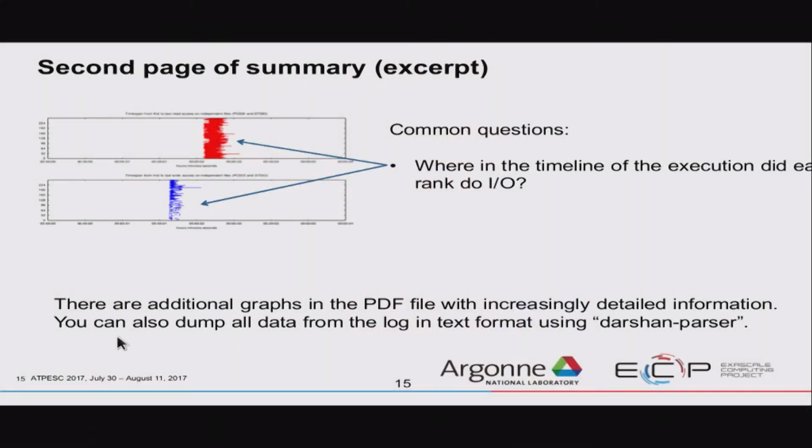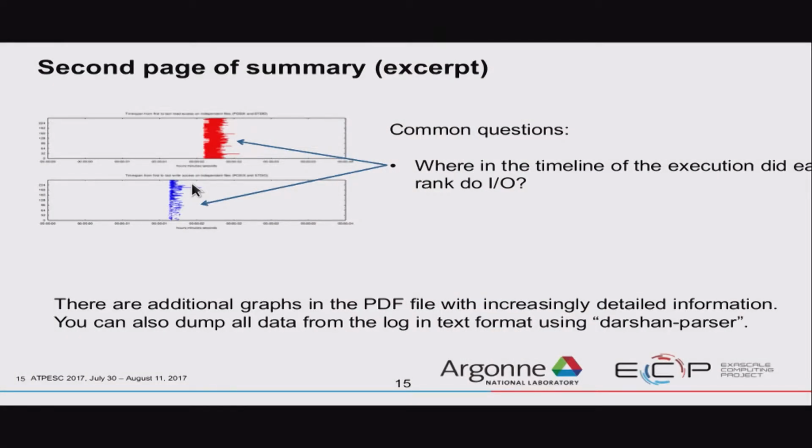The second page gives you a timeline. From the left to the right, that's the total execution time of the application as a timeline. Going up and down, that's the ranks, how many processes you had. And it draws a line anywhere there was I/O activity. The bottom one is writes and the top one is reads. So you can see where in your job you're doing the I/O. A lot of classic applications will have phases of I/O, but that might not be the case.